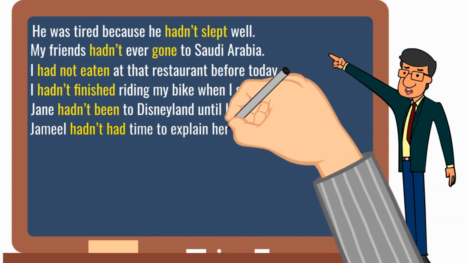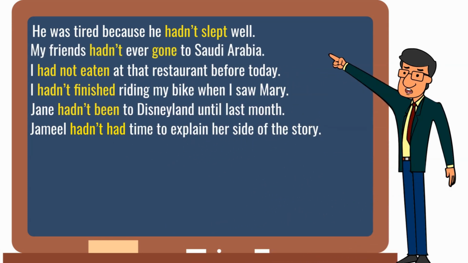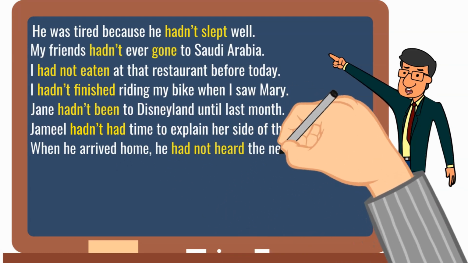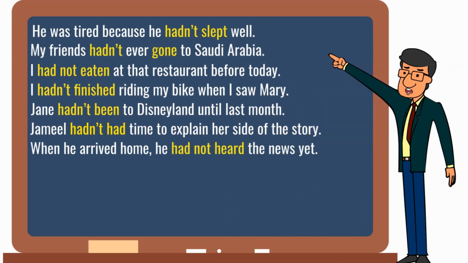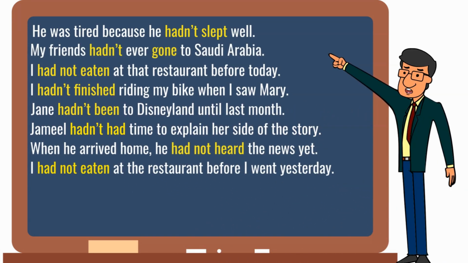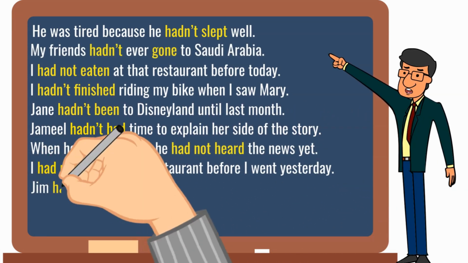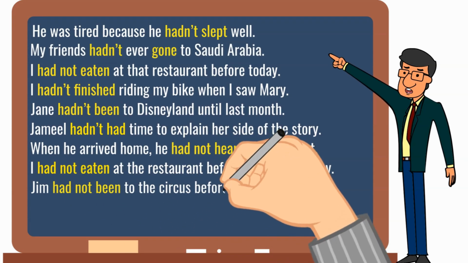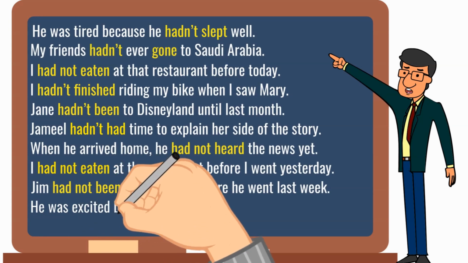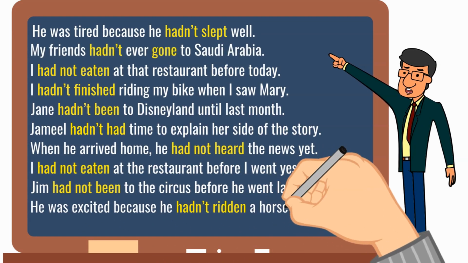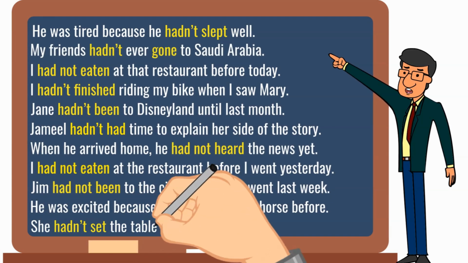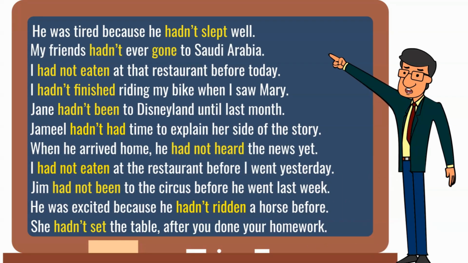Jamil hadn't had time to explain her side of the story. When he arrived home, he had not heard the news yet. I had not eaten at the restaurant before I went yesterday. Jim had not been to the circus before he went last week. He was excited because he hadn't ridden a horse before. She hadn't set the table after you done your homework.